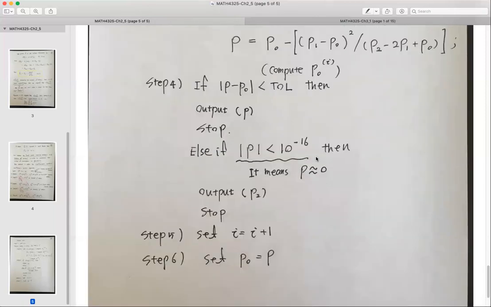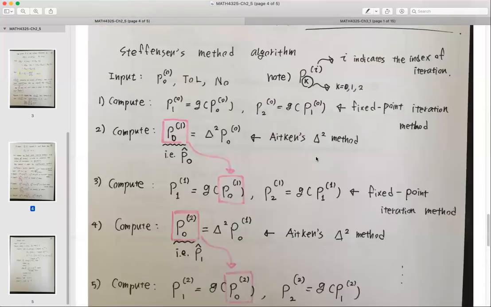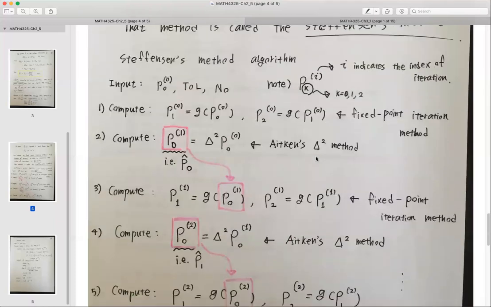So that's the Steffensen method using Aitken's delta square method. It's quite simple, like the bisection method. But since two algorithms are combined, you need to fully understand Aitken's method and the fixed point iteration method, and definitely you need to implement the algorithm, to solve some examples and then the homework problems. Okay, so let me stop here, and the next time I'm going to cover chapter 3.